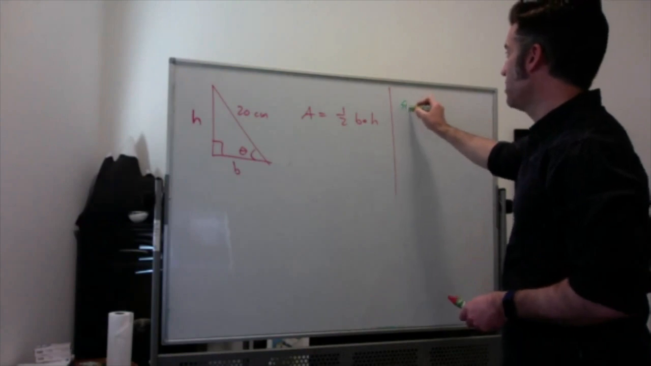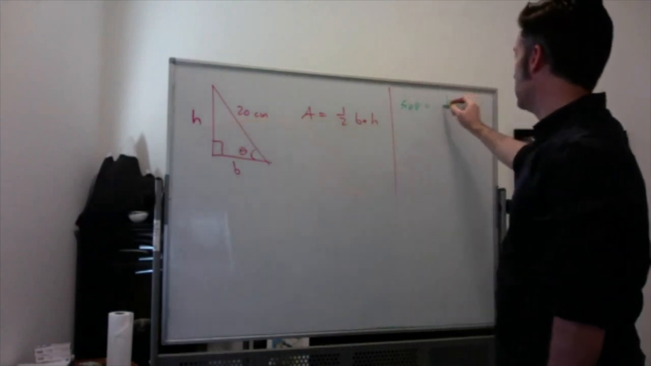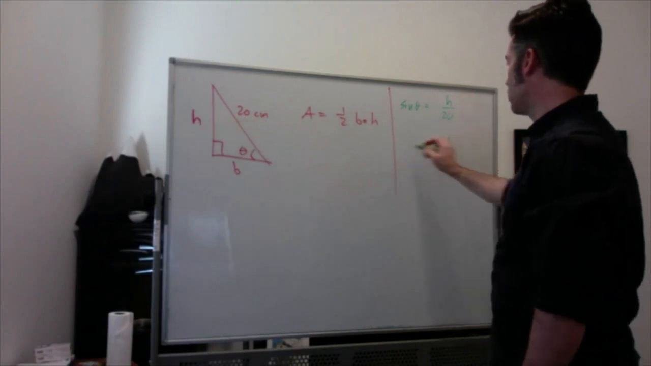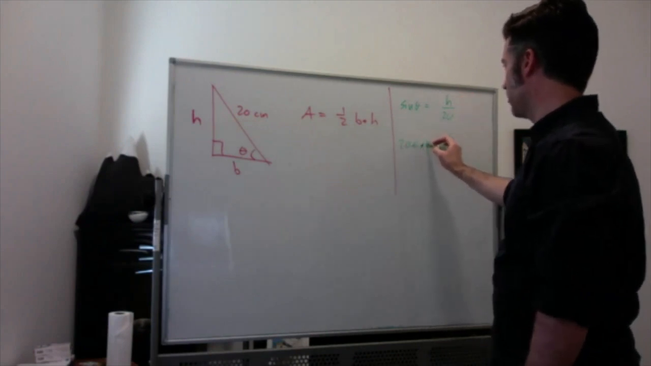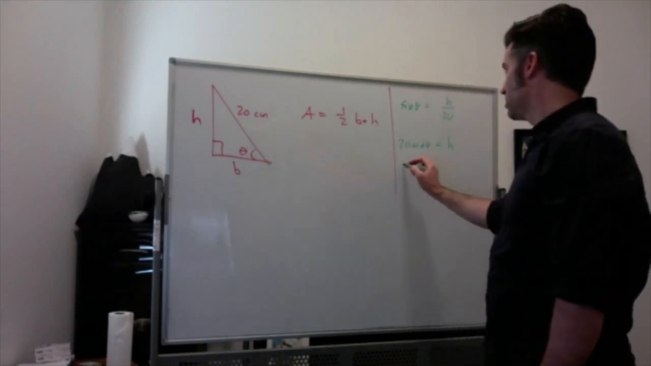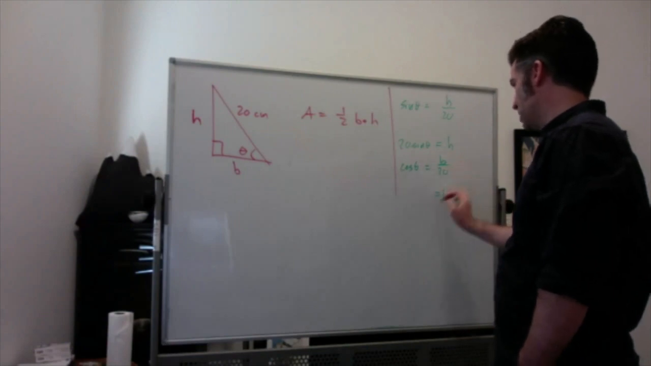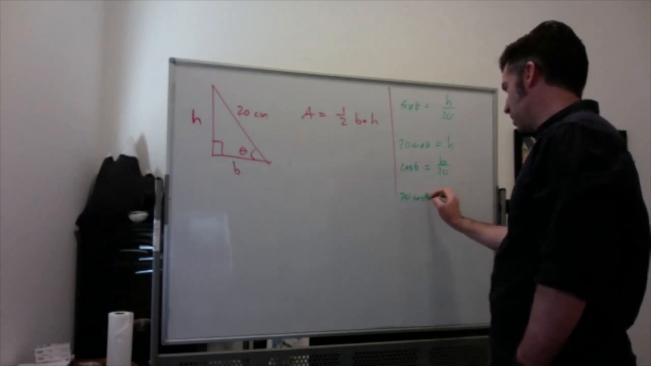I can say, hey, look, sine of theta is opposite over hypotenuse, which is h over 20. So h equals 20 sine theta. Cosine of theta is adjacent over hypotenuse. So cosine theta is b over 20. So the base is 20 cosine theta.